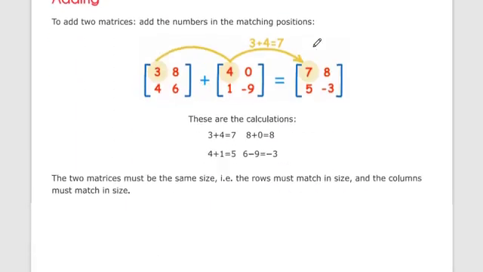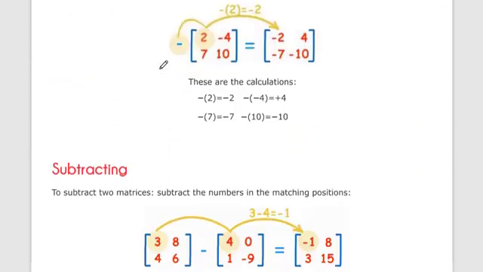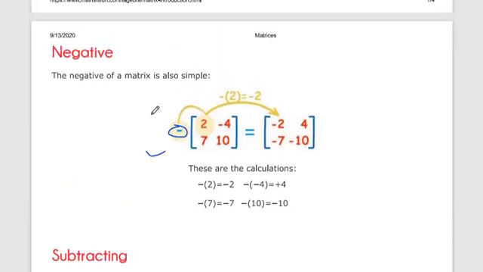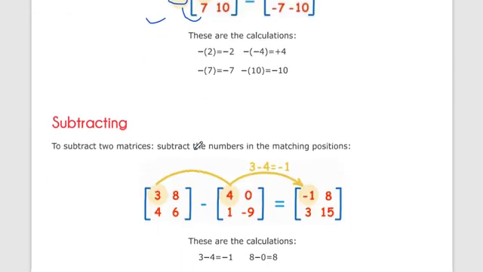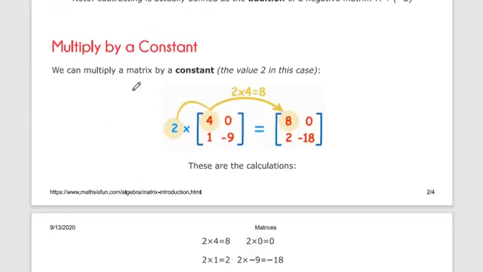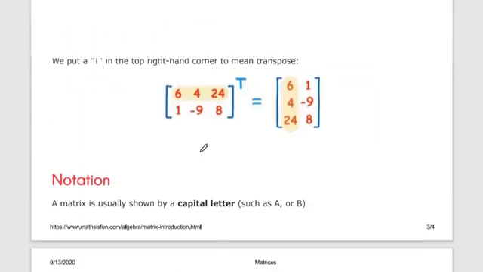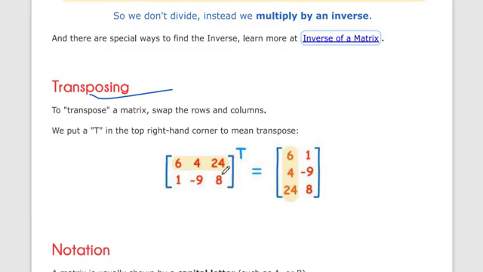Okay, so matrix addition you all know. Negation: if there is a negative sign outside the bracket, then we apply the negation sign to all the elements. Subtraction. Multiplying by a constant: all the elements are multiplied by the scalar quantity or constant. Transpose: transfer rows into columns, or columns into rows.